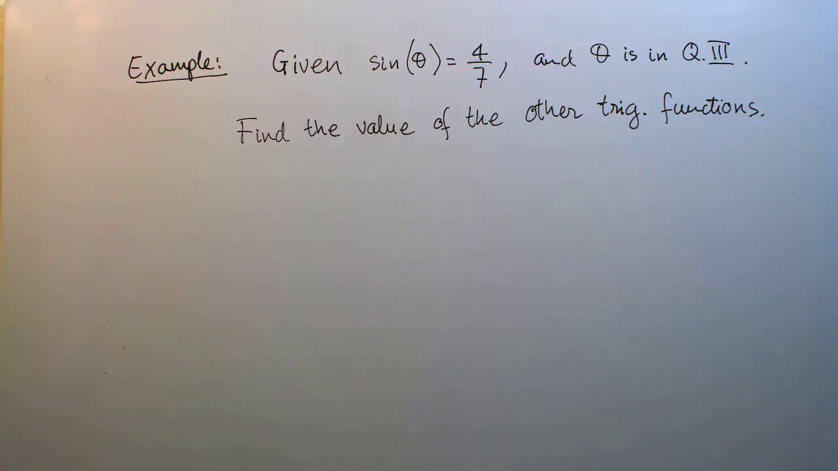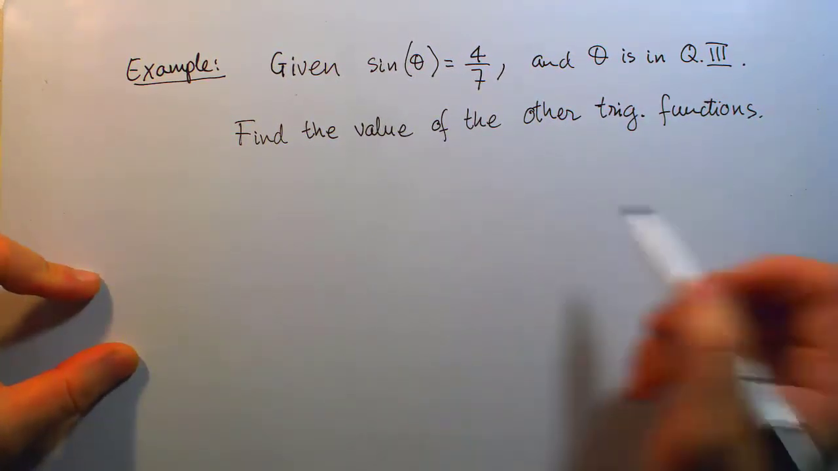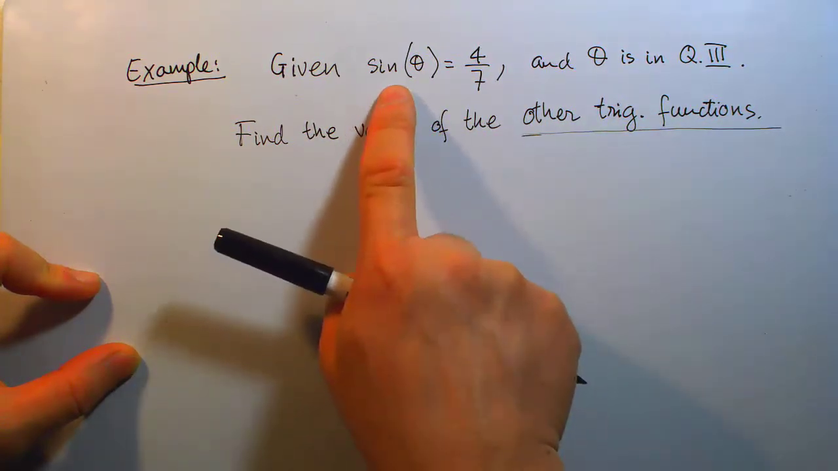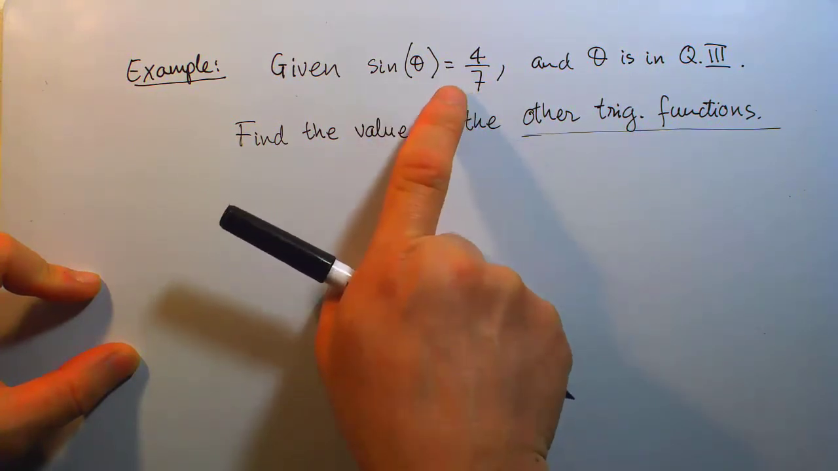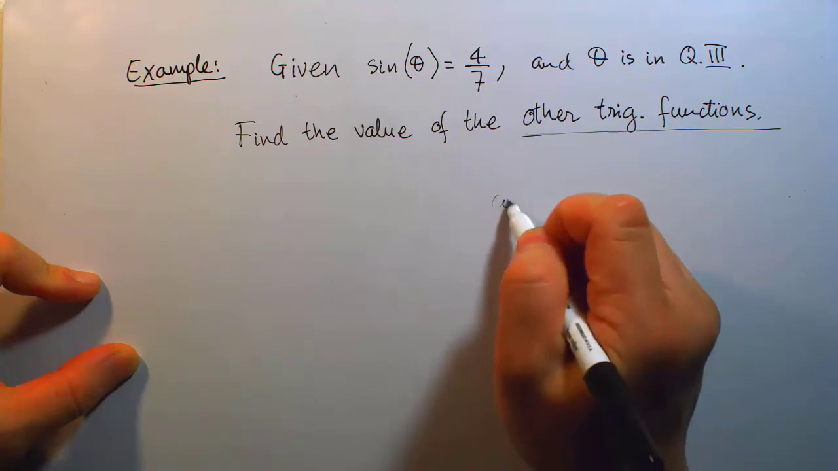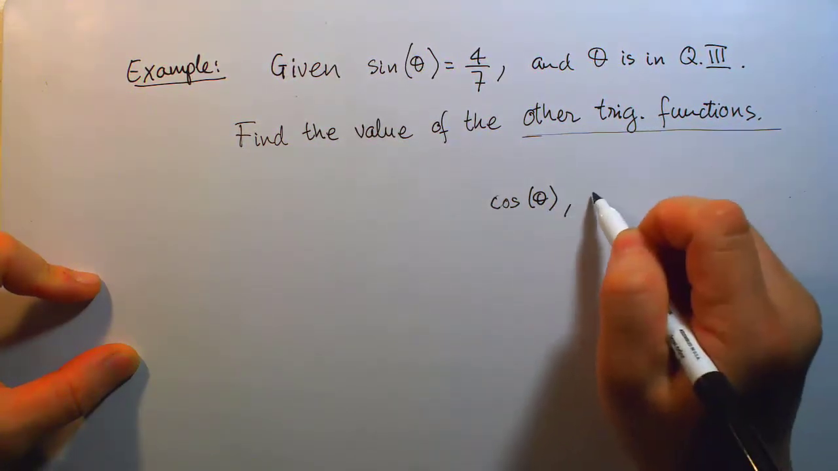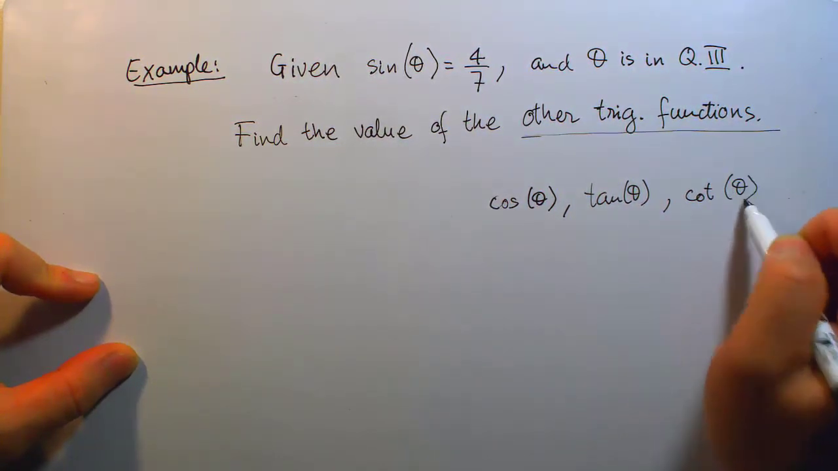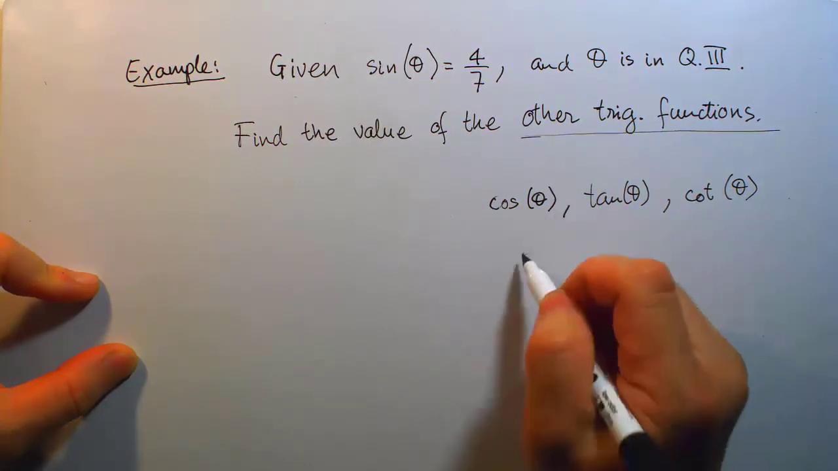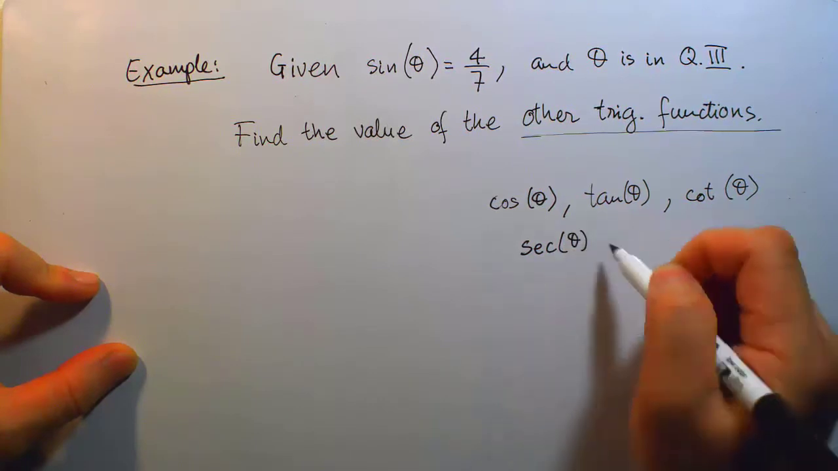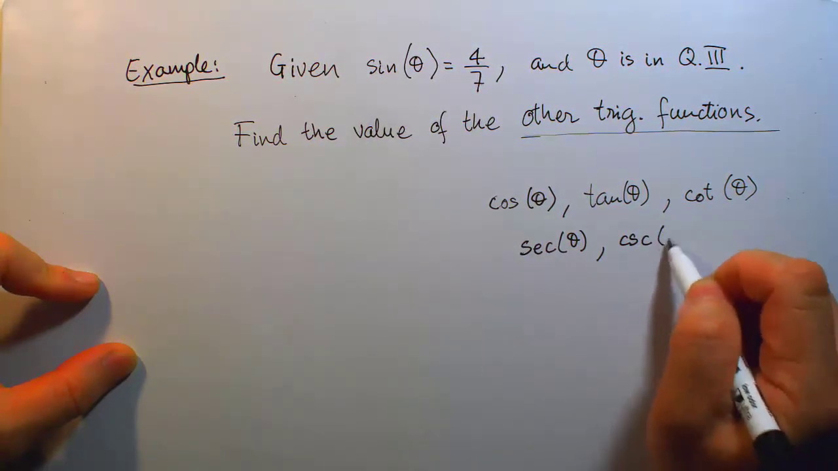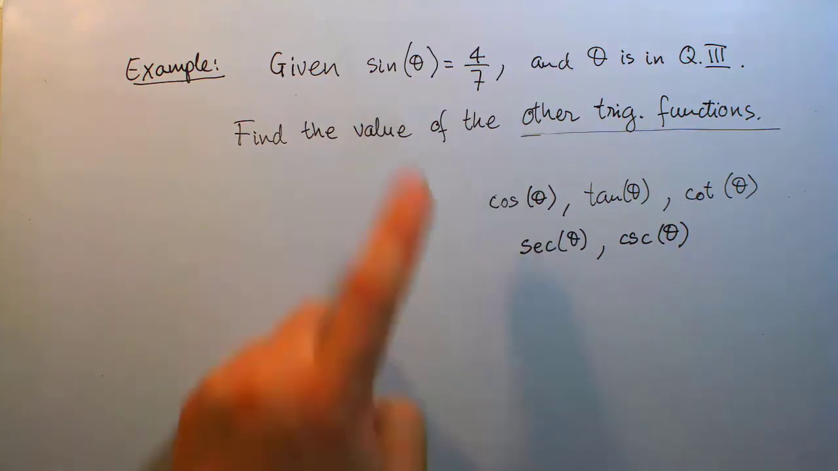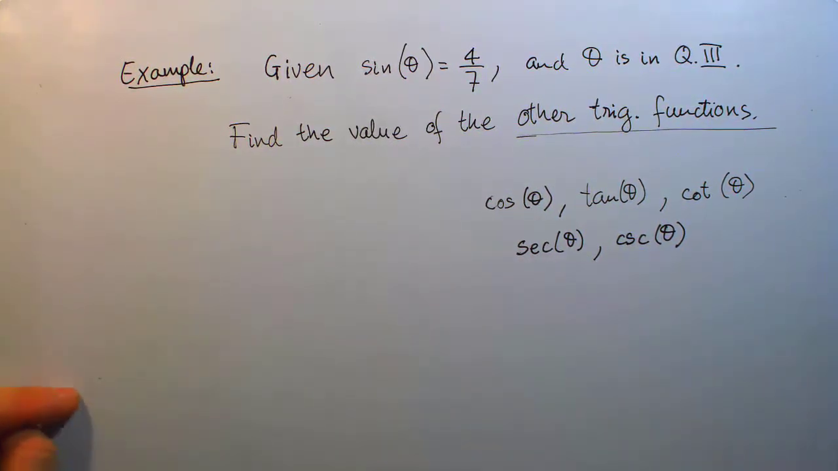What does this problem mean by finding the value of the other trig functions? The problem only gives the value of sine of theta being 4/7. But remember, at this point we have learned there are cosine of theta, tangent, cotangent, secant of theta, and cosecant of theta. So in trigonometry there are always 6 fundamental functions, and once you have one given, we are responsible for finding the other 5. That's our aim, one by one.